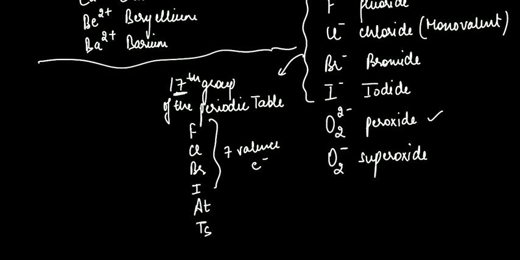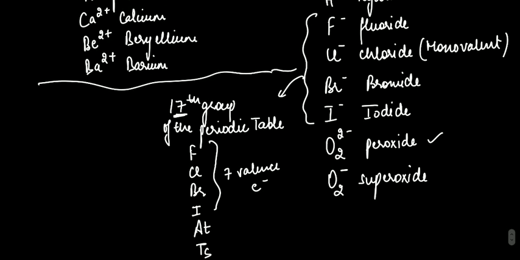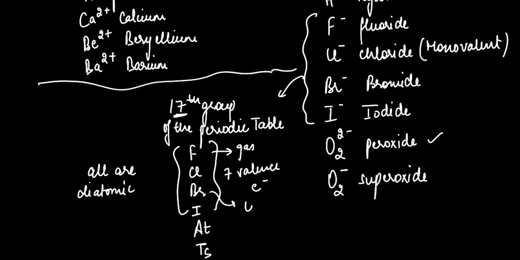And another feature that I want to add over here: fluorine, chlorine, bromine, and iodine are all diatomic. So fluorine is a gas, chlorine is also a gas, bromine is a liquid, and iodine is a sublimable solid.